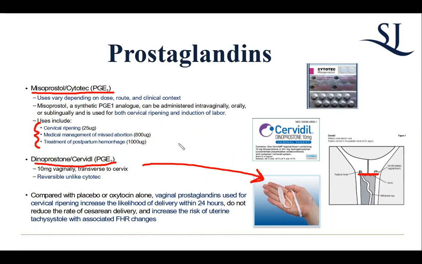And then here I just have a little summary for you. I mentioned how misoprostol is used a lot. So for cervical ripening, you have like a 25 microgram dosing. For medical management of missed abortion, it's higher, 800 micrograms. And then postpartum hemorrhage is 1,000. So it just increases, but it's the same concept. And they increase the likelihood of vaginal delivery, but you have an increased risk of tachysystole. But if you use it judiciously, you'll be fine. And we use it a lot, all the time.